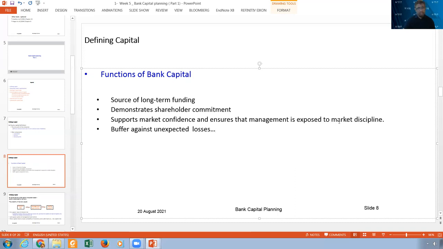And when they invest with us or deposit with us, they may ask for more returns. So this is what we mean when we say it supports the confidence and ensures. When we have enough capital, outsiders are confident, and we are not exposed to this risk of market discipline, which means punishing us for not having enough capital. And then, of course, this is the main thing: I need the capital mainly to buffer my losses when they happen.